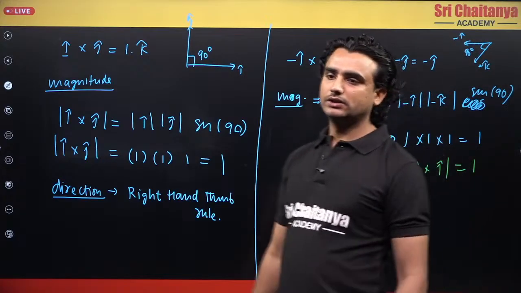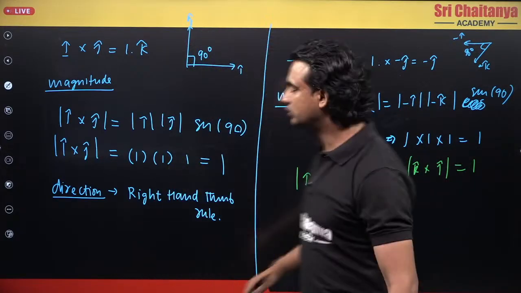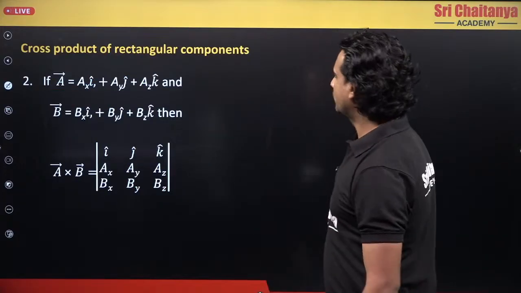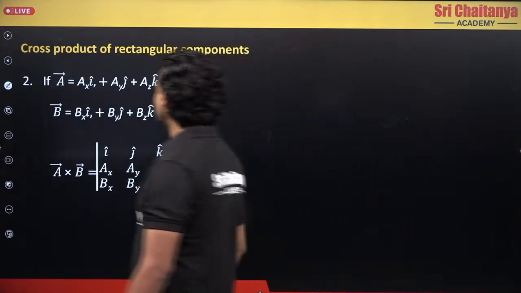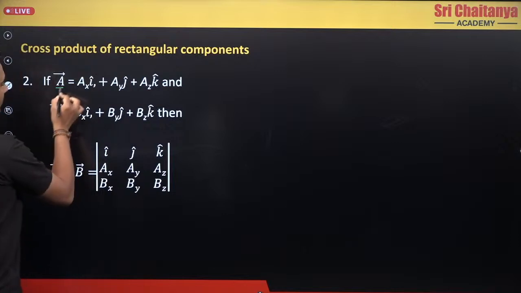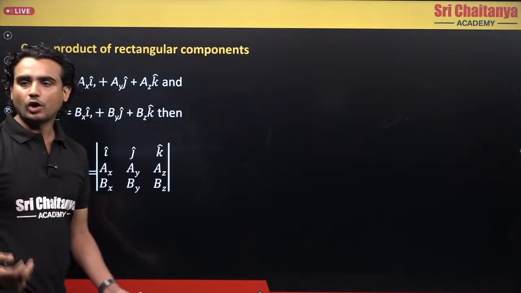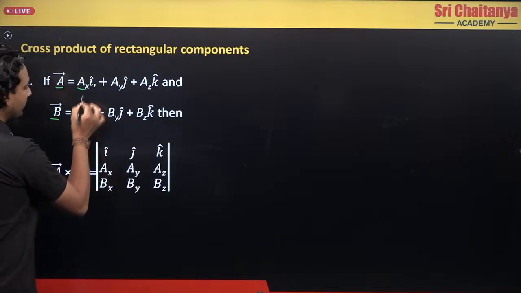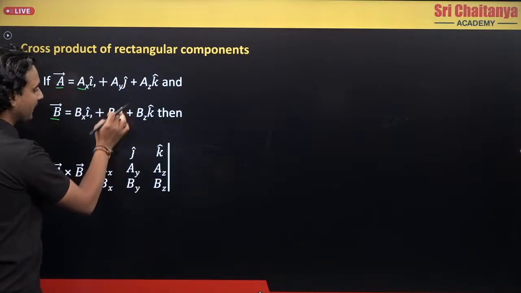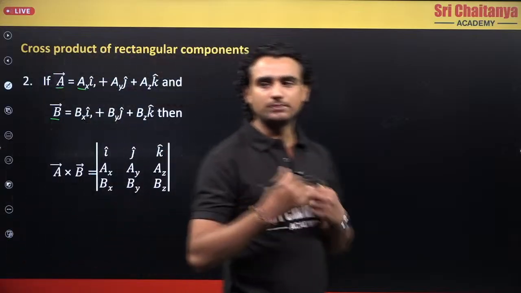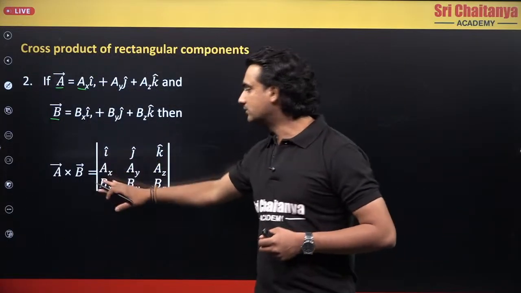Okay, clear? So I hope this is clear, and you can also find if some other term comes up. So, cross product of rectangular components. Let's say I have A and B, and I want to find the cross product. To find the dot product, what did we do? We just multiplied the coefficients: ax bx plus ay by plus az bz. But if you want to find the cross product, you make a determinant here.